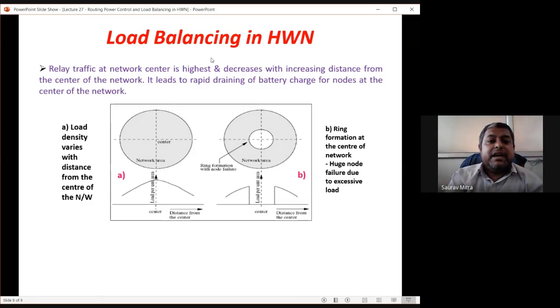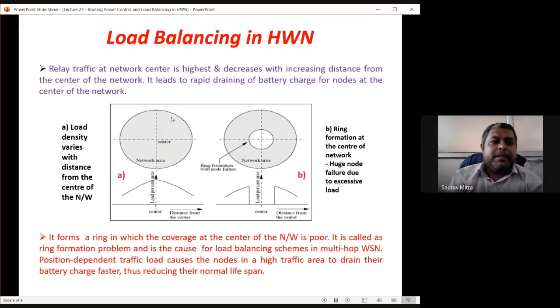So relay traffic at the network center is highest and decreases with the increasing distance from the center of the network. It is shown in this diagram. It leads to rapid draining of battery charge for nodes at the center of the network. So this is the reason which I have already explained. For any network, we will find that towards the center, data traffic is very high, and towards the side, that is towards the periphery, data traffic is low. Hence, it leads to rapid draining of battery charge for nodes at the center of the network.